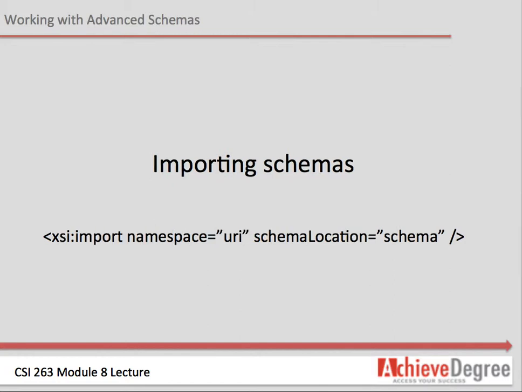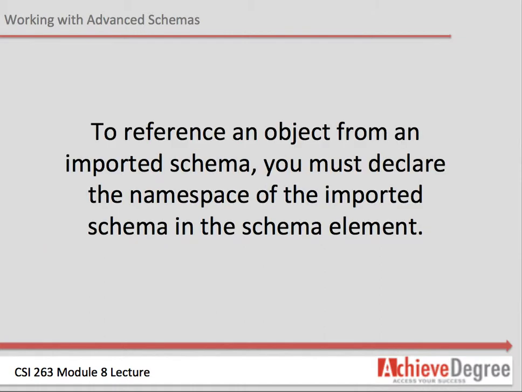Importing schemas. This is the syntax of the import element, where URI is the URI of the namespace for the imported schema, and schema is the name of the schema file. To reference an object from an imported schema, you must declare the namespace of the imported schema in the schema element. You can then reference the object using the ref attribute, or the type attribute for customized simple and complex types. The standard vocabularies that are shared throughout the world, such as XHTML, RSS, and MathML, can also be combined within a single compound document.